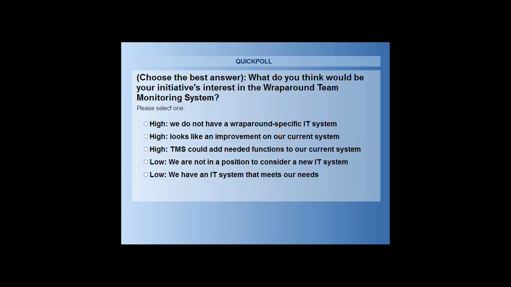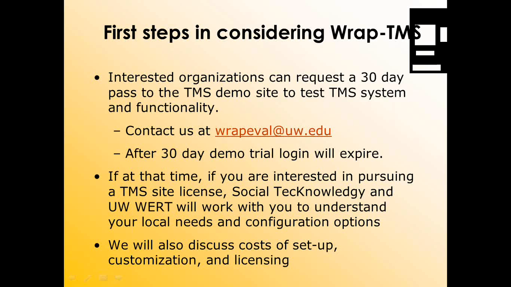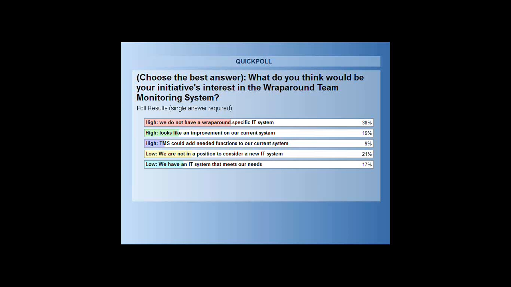Okay. I'm thinking we can see the results of that poll, because we are down to about our last 30 seconds here. It looks like I'm not able to pull out those first two. It says your level of interest. The most common response is high, because people do not have a wraparound specific IT system. Okay. That's kind of what our desired end result was. You're our target audience. This system really was built for viewers like you, and this feedback is extremely helpful.